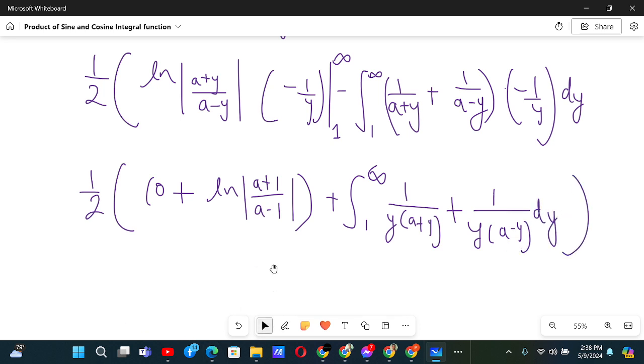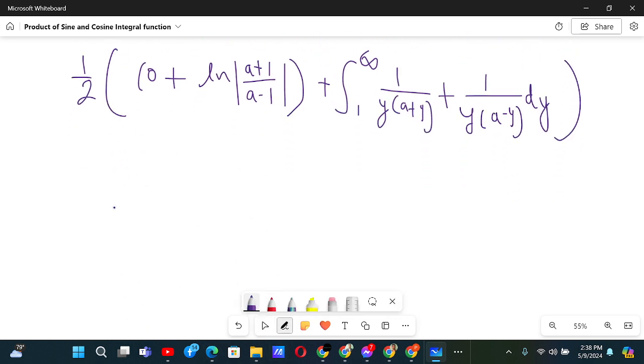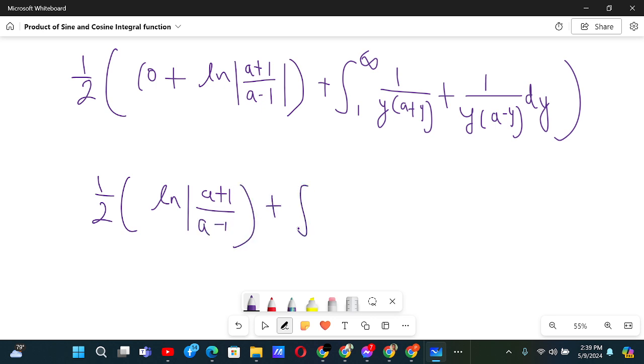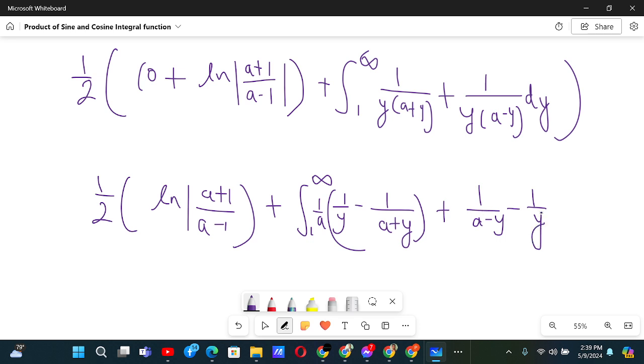Now the next thing to do would be 1 by 2 ln of (a plus 1) by (a minus 1). Over here, if we have to break this into partial fractions, it will just be 1 by y minus 1 by (a plus y), and we will have 1 by a over here, and similarly over here also it will be 1 by (a minus y) minus 1 by y.